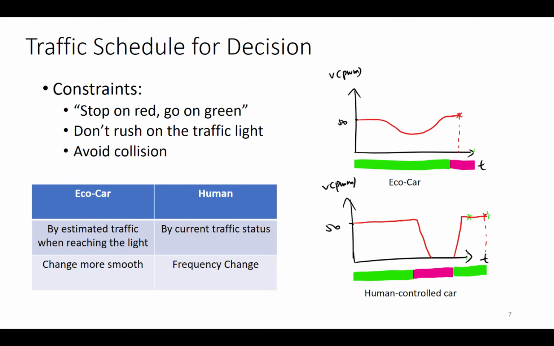Humans could just change their speed by current light status. However, an eco-approach car will always consider status when it's approaching the light to make the change smoother. For example, it could predict the red light, so it could slow down earlier. With this low velocity, it doesn't need to stop when approaching the light.